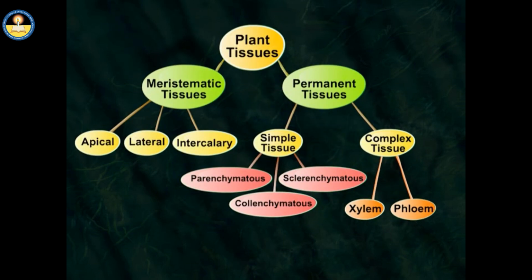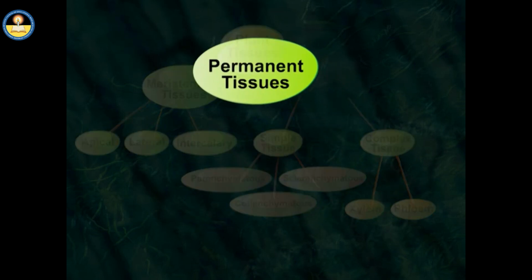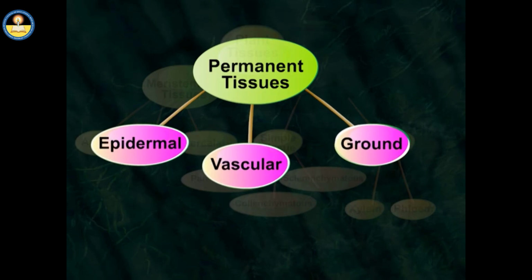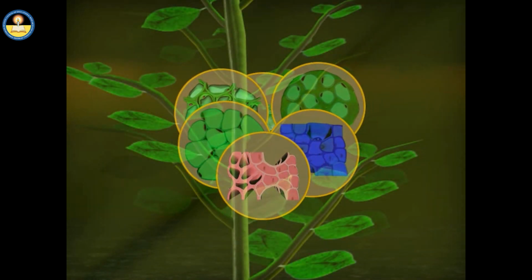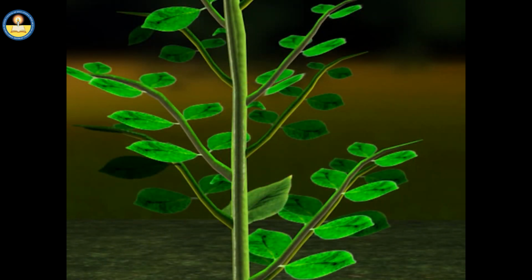Combination of one or two types of cells forms three types of tissue systems: epidermal, vascular, and ground tissues, each having meristematic cells in it. In this module, you will study how all these cells are arranged in different patterns to form different parts of the plant.